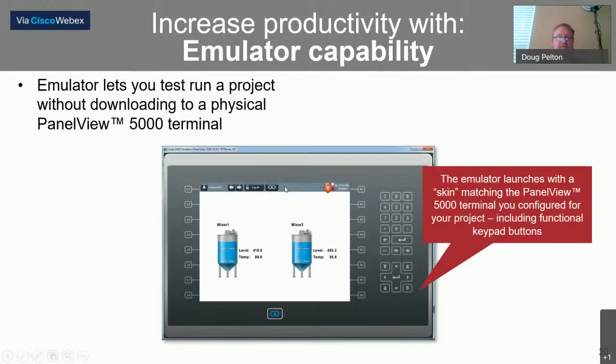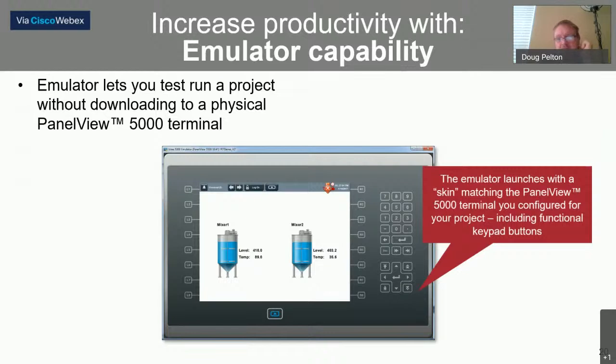Emulator. This is something that we want to spend just a minute talking about. With the emulator, you can test run your projects without downloading to a physical PanelView. The first couple versions, there was not an emulator available. What does that mean for you? You can begin your program and actually test your program before you ever have a piece of hardware. So if you're on one of these projects that's 26 weeks long, you really don't want to have hardware sitting around for half a year. You want to wait to order that until you're ready to build your panels.